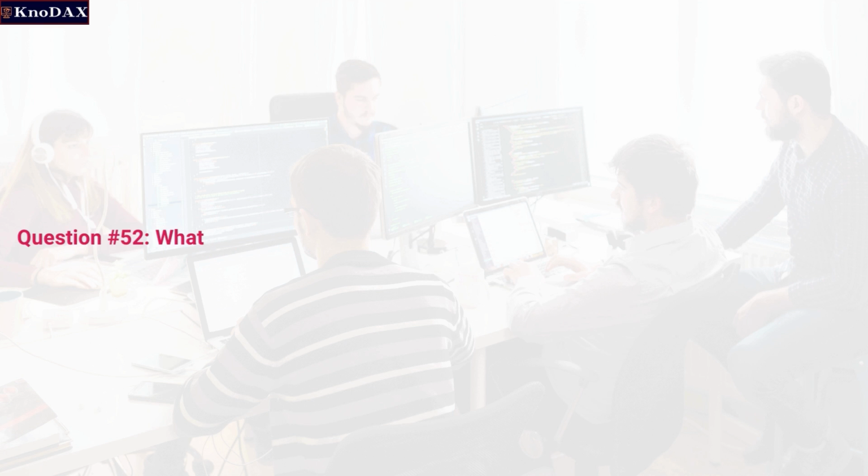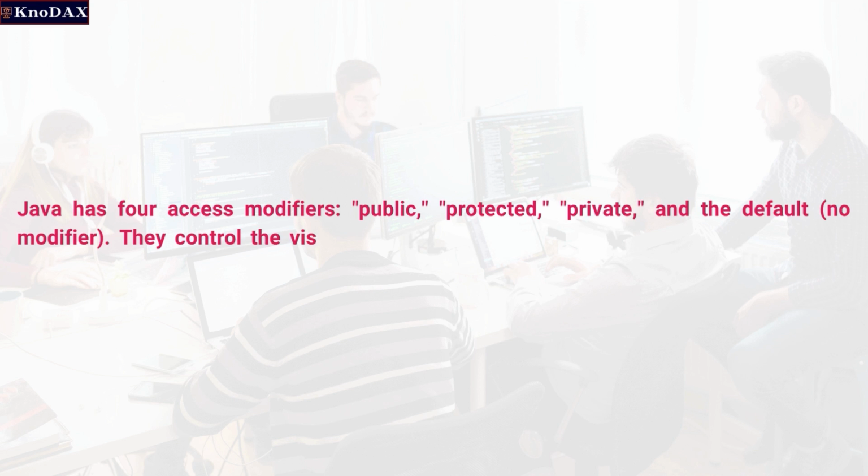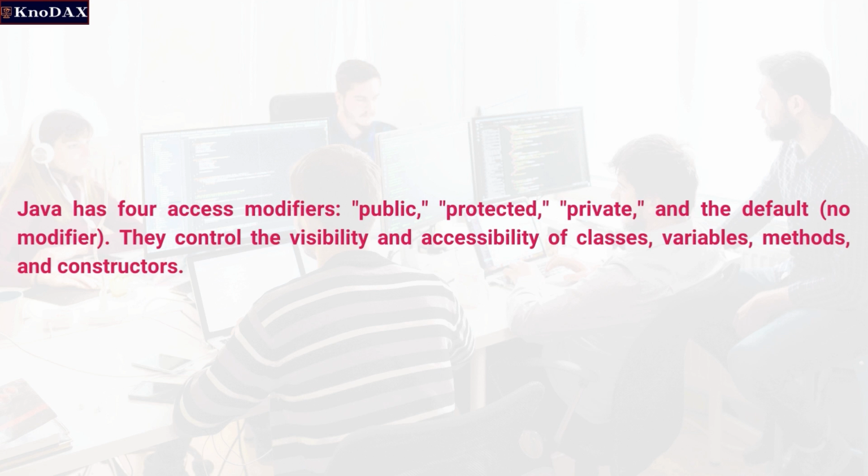What are the different access modifiers? Java has 4 access modifiers: public, protected, private, and the default. They control the visibility and accessibility of classes, variables, methods, and constructors.